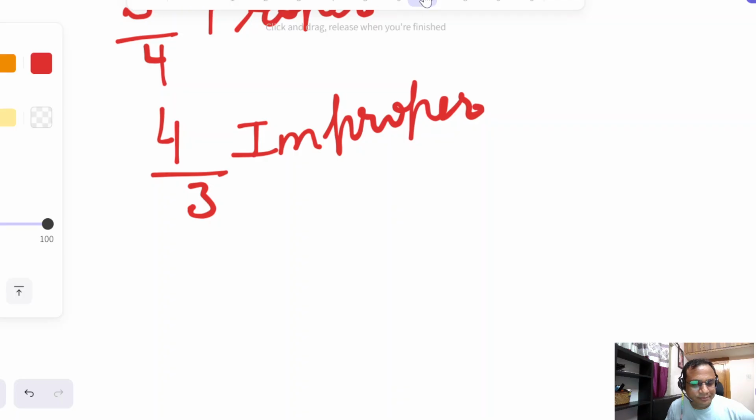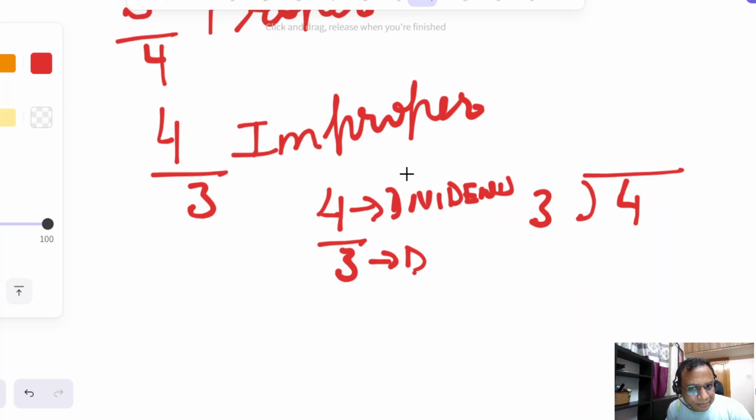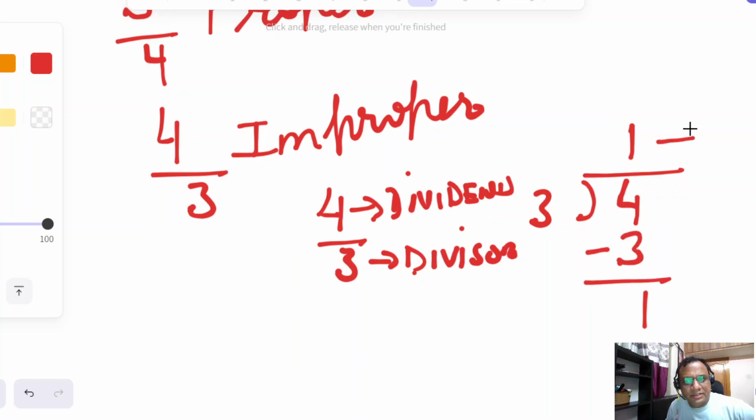Always divide. Though it's very simple, for those who are beginners and just want to learn how we can convert improper to mixed fractions, this is how we do it. The denominator will become the divisor, and the numerator will become the dividend. Divide it. So 3 times 1 is 3. So this is your quotient, and this one is your remainder.